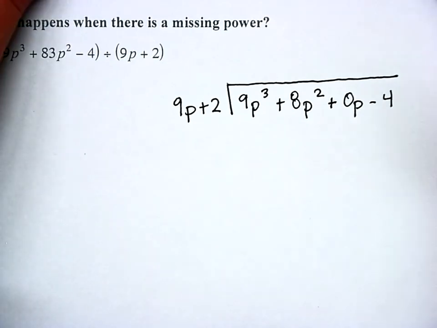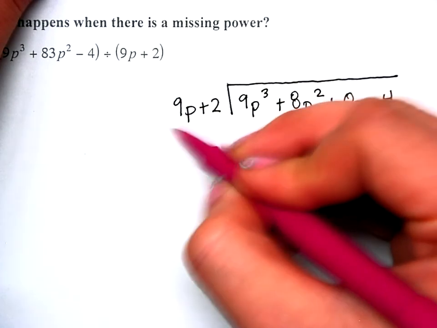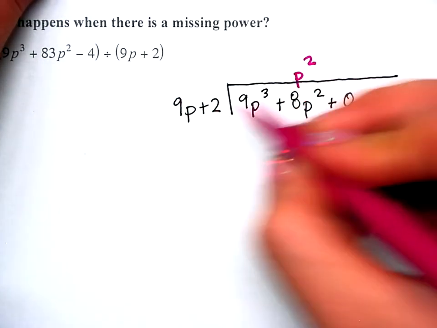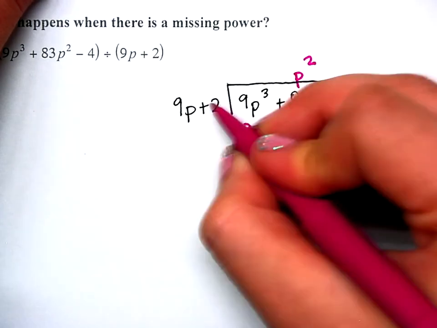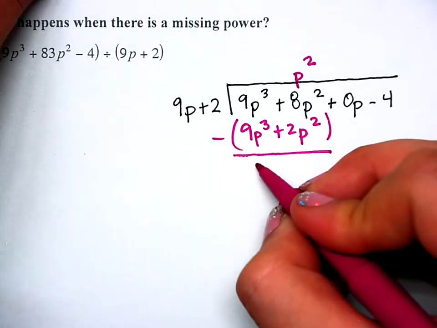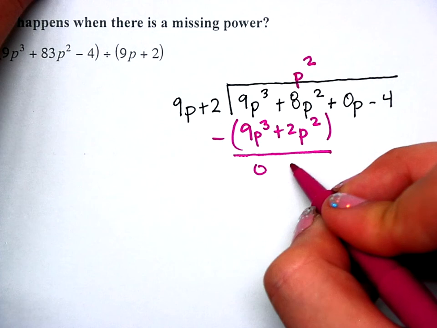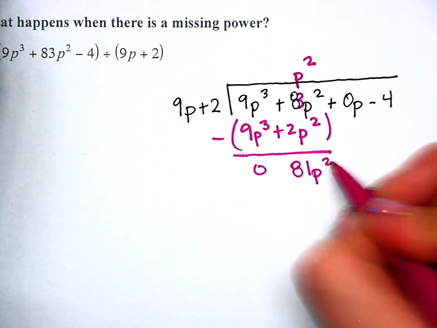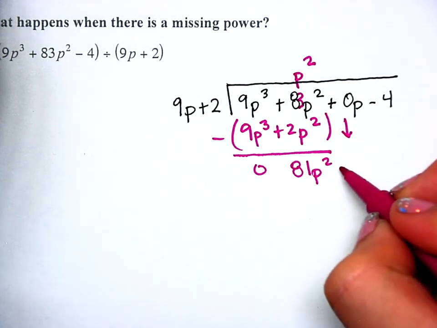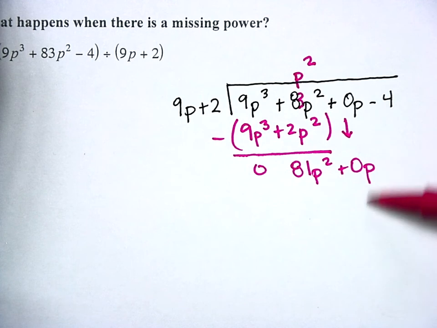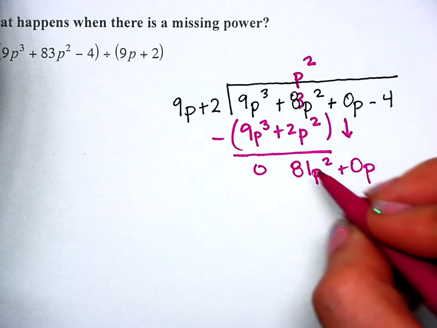Okay, first up, divide. I'm going to divide this term by this one. That gives me p squared. I'm going to multiply by both of these terms. So I get 9p cubed plus 2p squared. I'm going to subtract. Don't forget your parentheses. And that gives me, that should say 8p squared, guys. So this is 81p squared. Bring down and repeat. So now notice, when I get values down here, I'm going to have something to subtract from.